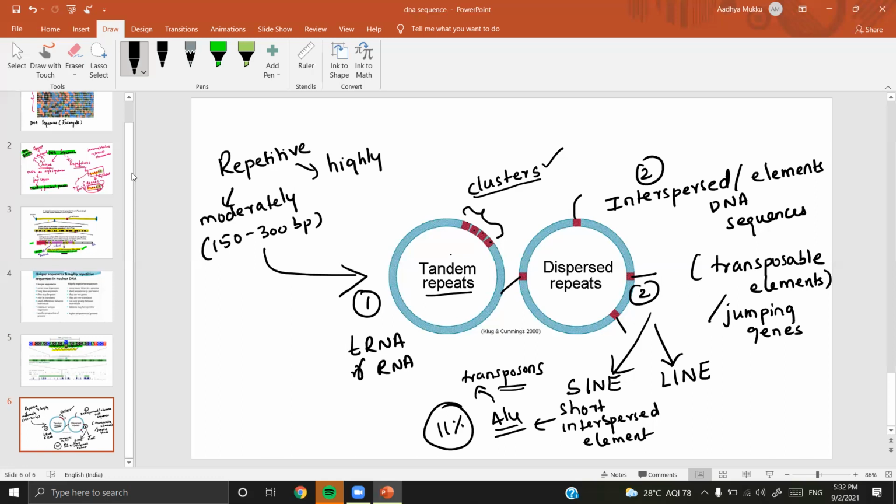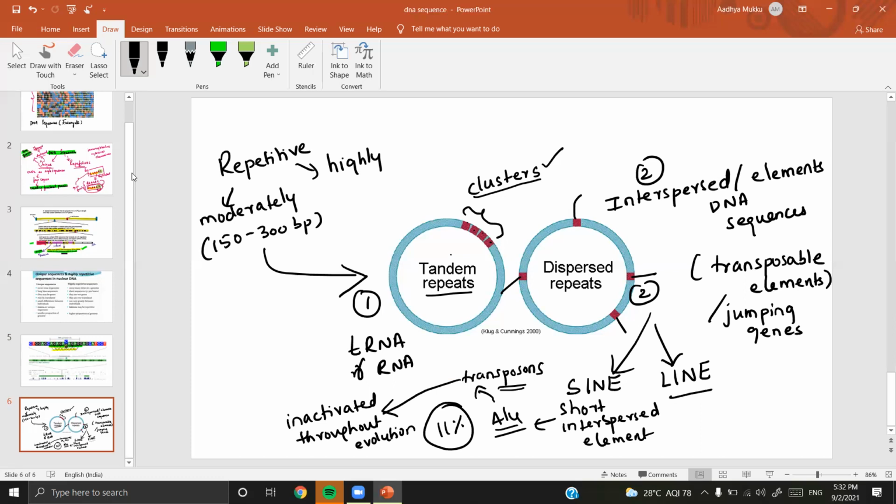But luckily, these ALU sequence transposons have been inactivated throughout evolution. If not, they would have produced multiple copies of these repetitive DNA sequences. So it does not transpose at all. Which are those? The ALU sequences, which are the short interspersed elements.